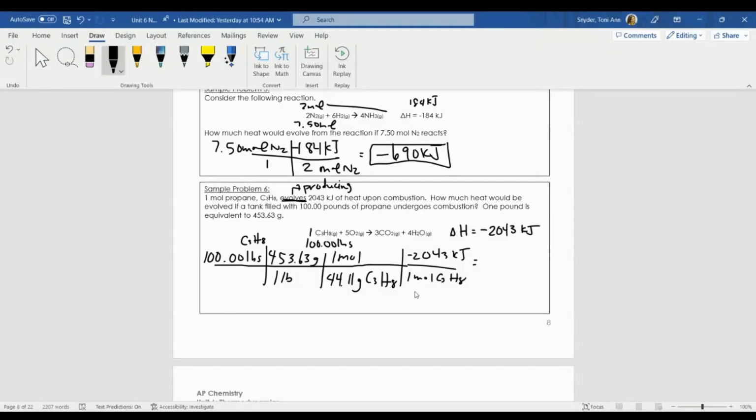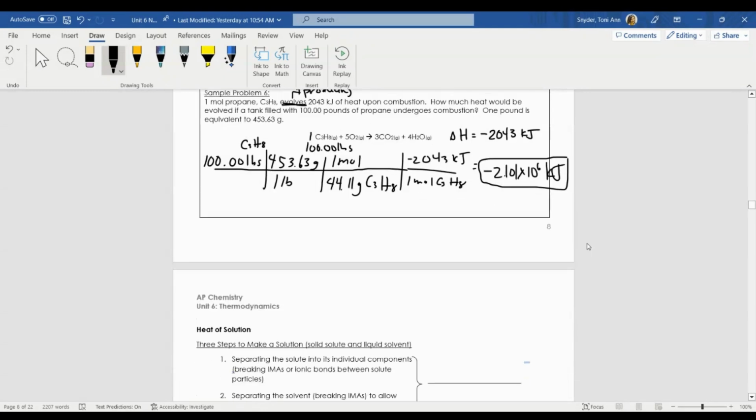And holy moly, you get a huge number here. You get negative 2.101 times 10 to the 6th kilojoules of energy. So you're releasing a ton of energy in this case, which makes sense. If you have a 100-pound tank of propane, it should release a lot of energy. We're going to do more practice with this in class. And like I said, I want to get a lab in there, hopefully, if there's enough time, where you'll actually measure the heat of reaction for something. So anyway, we'll see. But let's get on to the next section here.